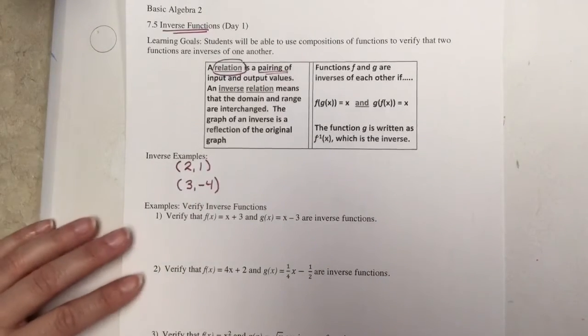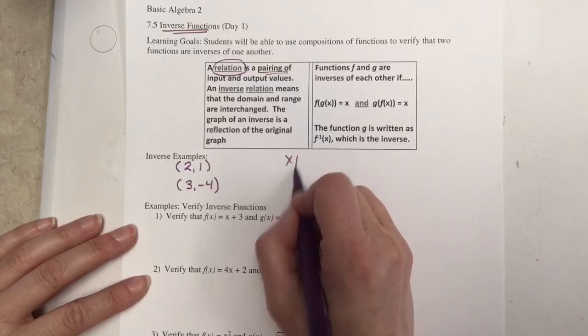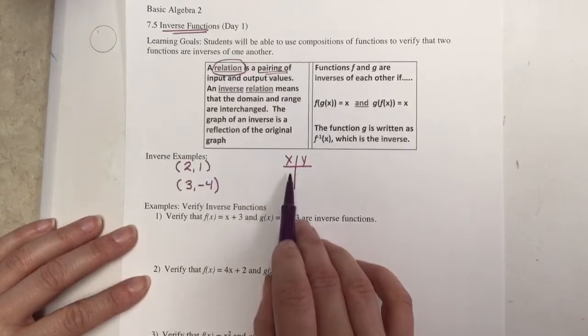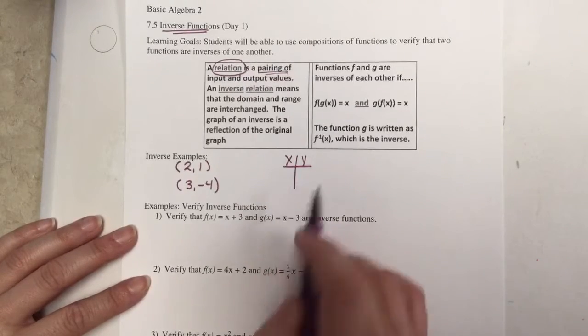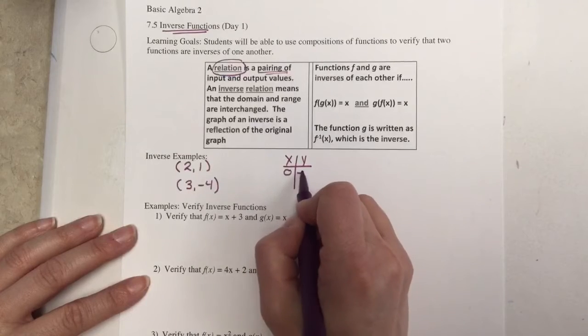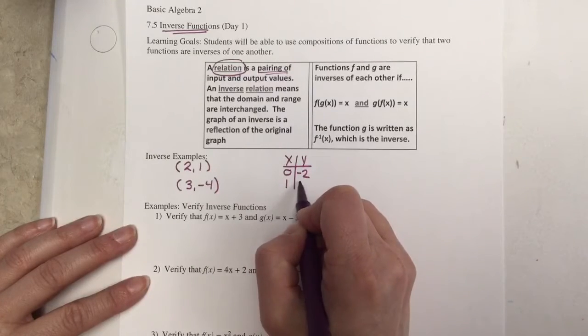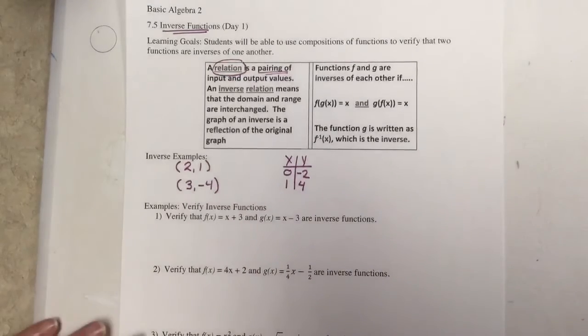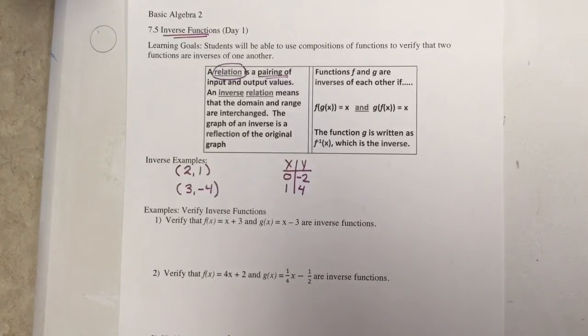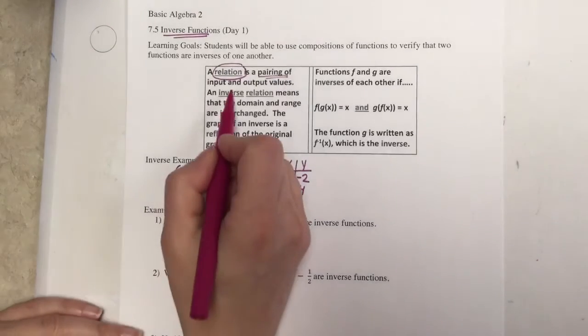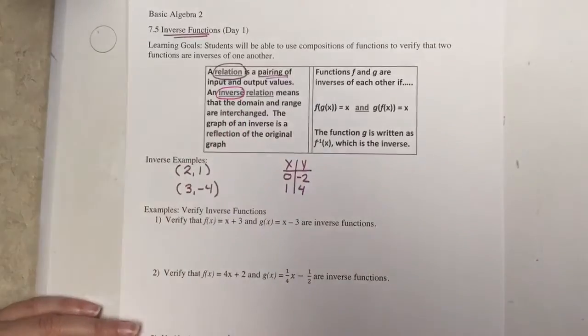Okay, you can also show a relation as a table. Let's say I have a table. The reason why it's a relation is because you have inputs and outputs. I could have 0, -2, and 1, 4. Okay, so that's what a relation is. We are going to go ahead and talk about what an inverse relation is.